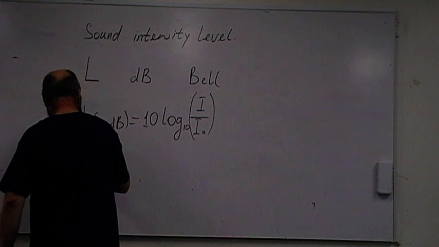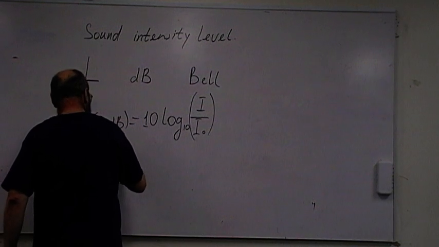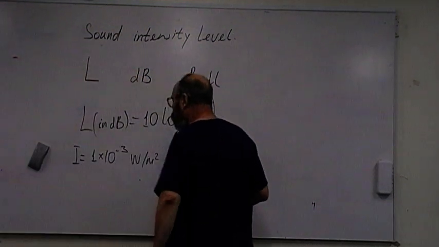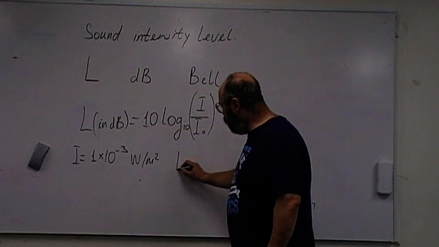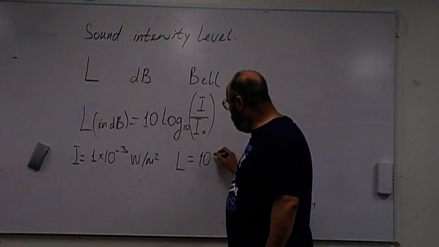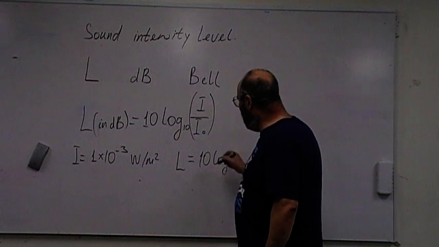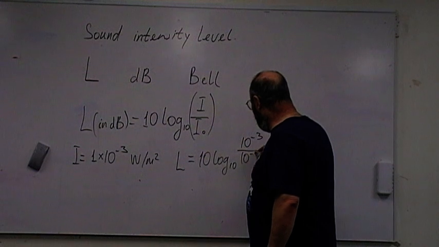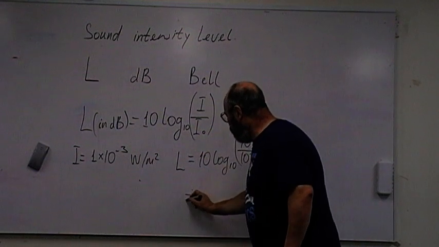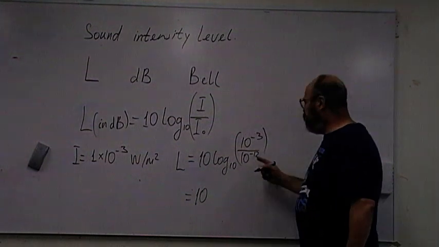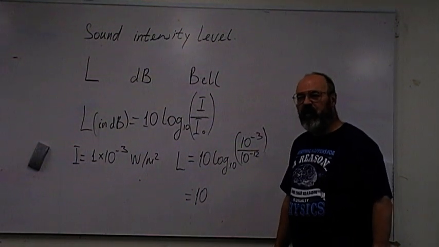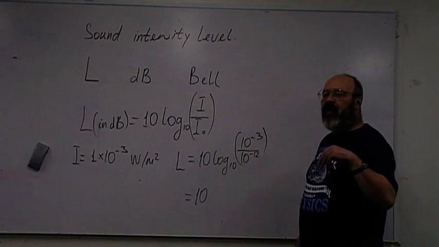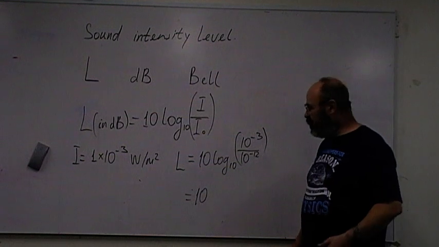A jackhammer produces an intensity of 1 times 10 negative 3 watts per meter squared. Let's substitute it into the formula. We will have L equal 10 times log with the base 10 of 10 negative 3 divided by 10 negative 12. If you remember the index laws, when we divide powers we subtract. Negative 3 minus negative 12 will be positive 9.